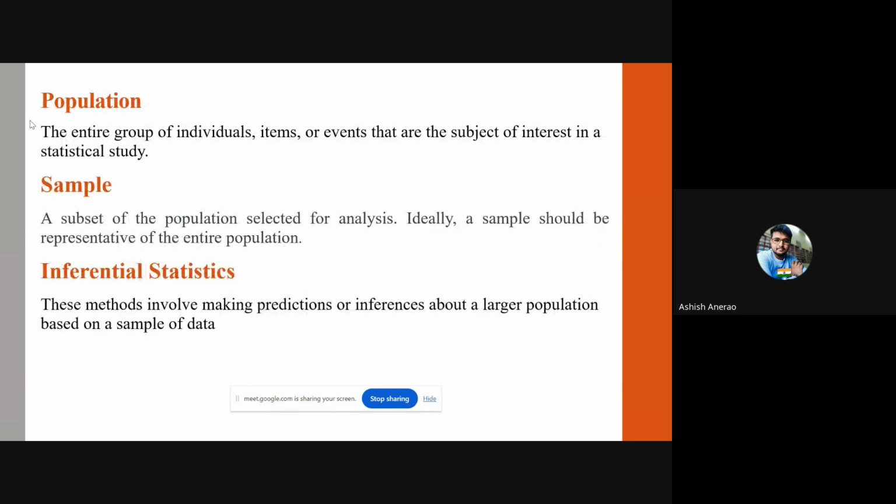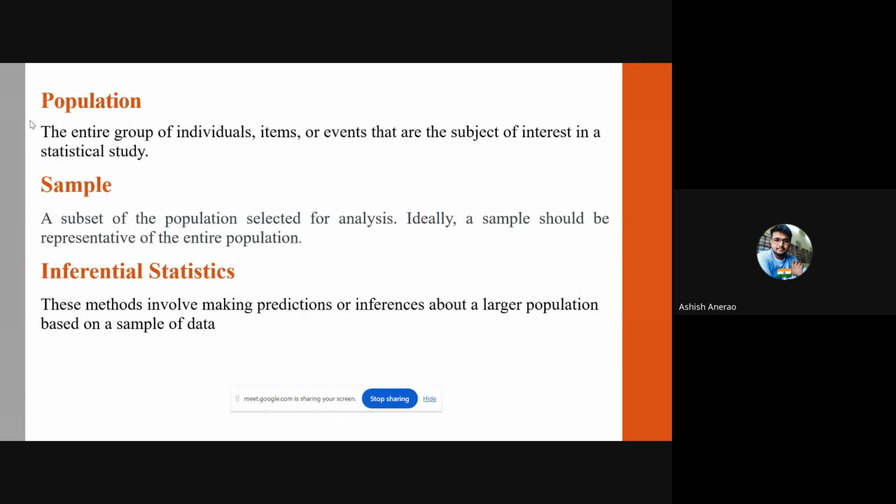Now next are some basic concepts of statistics. First is the population. What is the population? See, the meaning of population in general is different, but in statistics the meaning of population is different. Now suppose I want to study some factor that is related to only big districts.